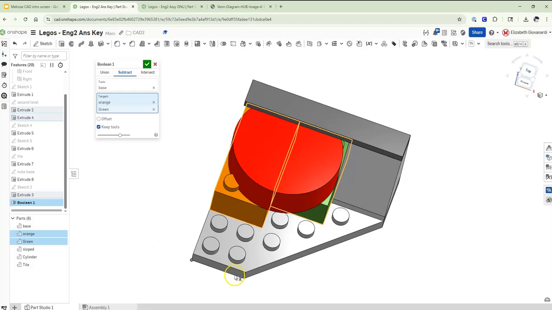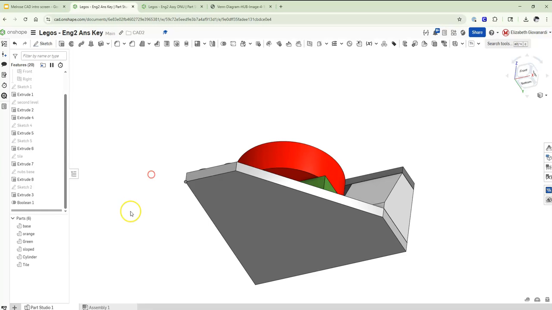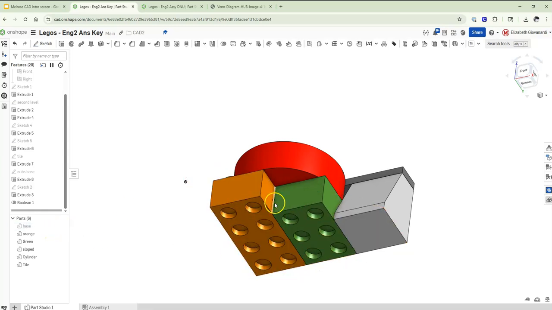And what that means is where in those two parts do they intersect? You want to say keep tools because otherwise it will then hide or remove the base plate, which is not what we want. So I'm going to green check that. And you're going to say, well, I don't see a difference. Where you're going to see the difference now is if I hide the base plate, you're going to see now we have holes that are in the orange and the green that are based off of the gray.